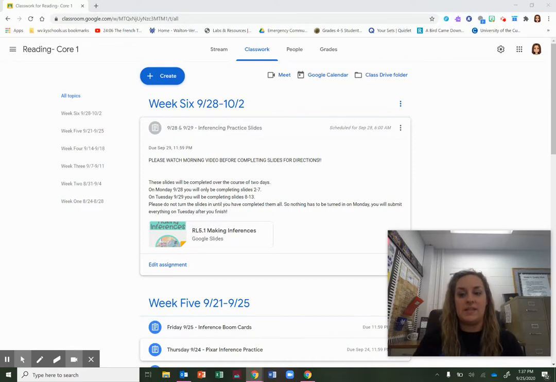We are now on week 6 of 5th grade. We're about halfway through the first quarter. This week, we are still going to be working on making inferences.